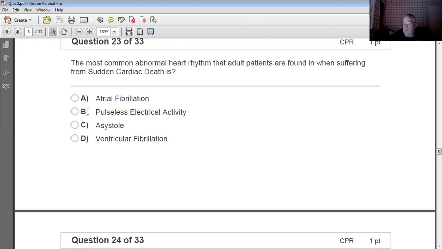Okay, so the lower three, B, C, and D, are all forms of cardiac arrest. And again, ventricular fibrillation is the most common and the one we use the automatic external defibrillator, or AED, on. Atrial fibrillation is a rhythm that is dangerous to a patient, but not fatal. Doesn't mean they're going to die, and it needs to be managed with medication.